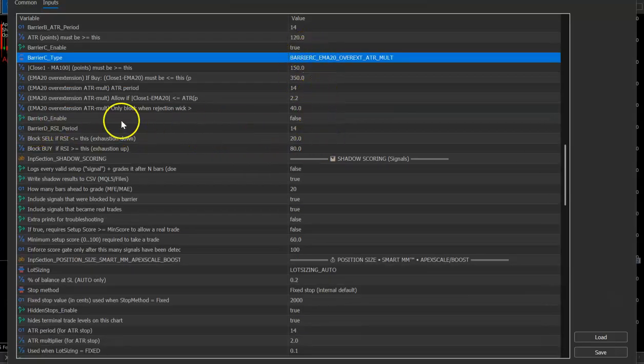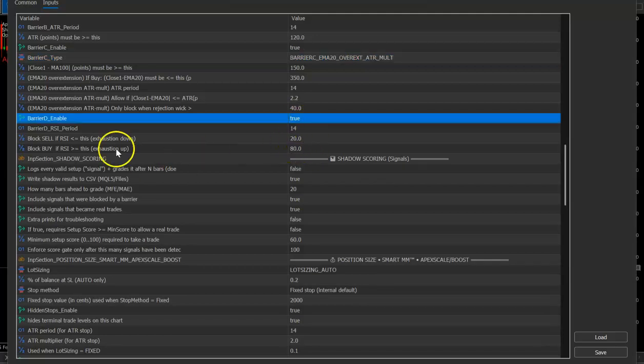Next is barrier D, which is getting caught in overbought and oversold markets, especially in lower time frames, like 1 minute charts, like we trade the Apex11 on. Just select that to true. So it blocks if the RSI goes below 20, it doesn't take any trades. If the RSI goes above 80, it blocks trades.